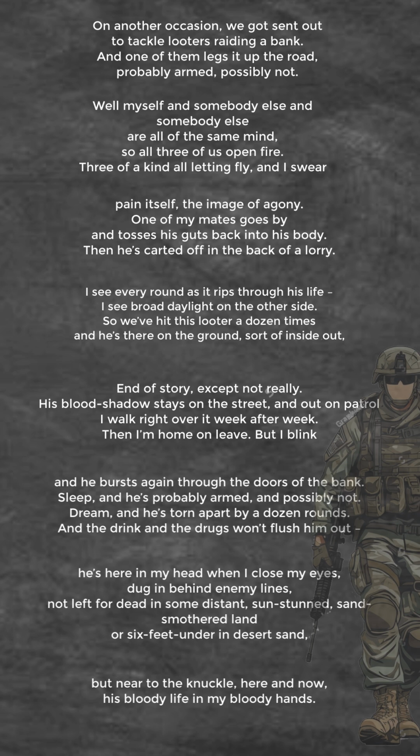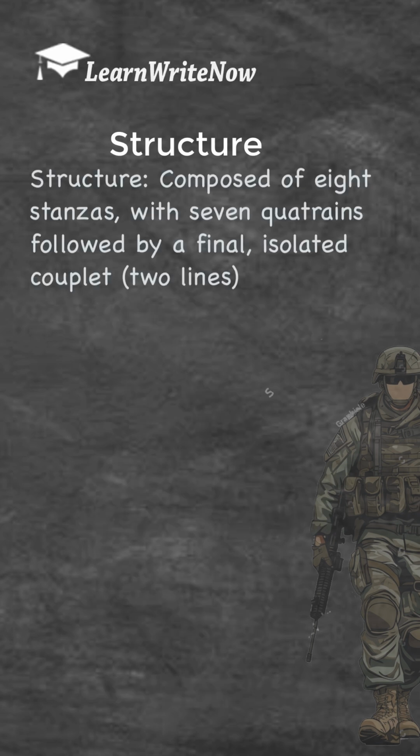So when we're looking at form and structure, let's take a look at the big structure first. What is it composed of? It's composed of 8 stanzas with 7 quatrains, followed by a final isolated couplet, 2 lines. So a quatrain is 4 lines of verse, followed by the couplet, which is 2 lines, which stands out.